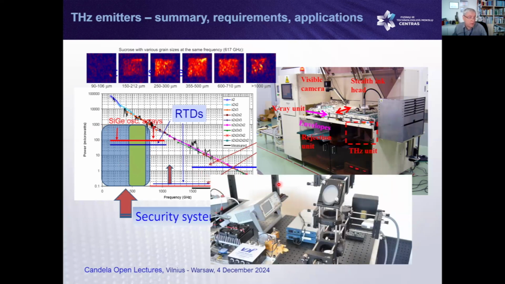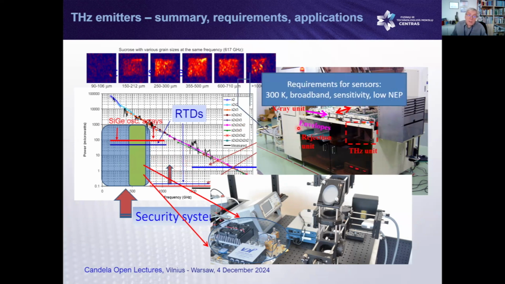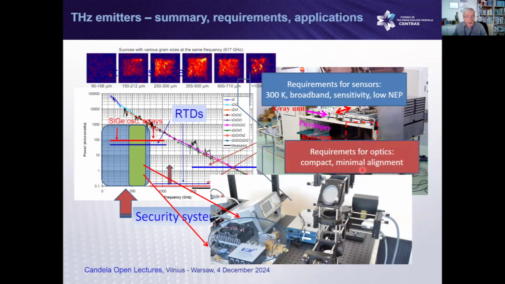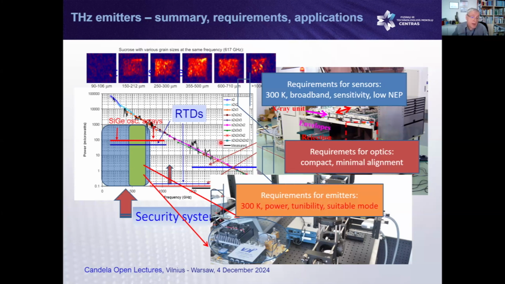So this is a photo of our lab, and here we have a VDI system which also sits in this lovely place of the terahertz range. Requirements for sensing: room temperature, broadband sensitivity, and low NEP, low noise equivalent power. Requirements for optics: compact and minimum alignment. If you see here, you still have a bulky system, which is not always desirable. And of course, for emitters: room temperature, no question, power, tunability, and suitable mode. We'll see that the mode can be aligned or changed depending on the aim of the setups.